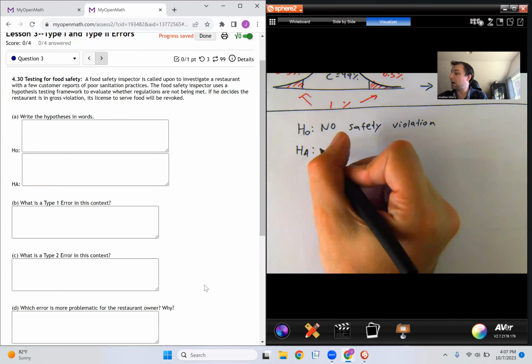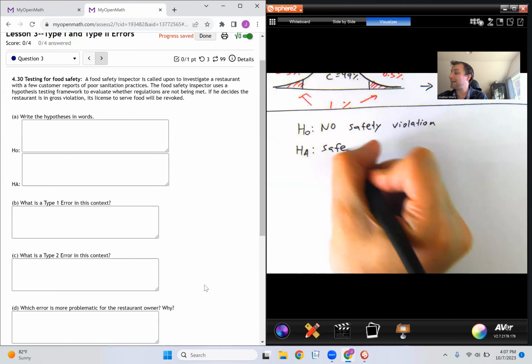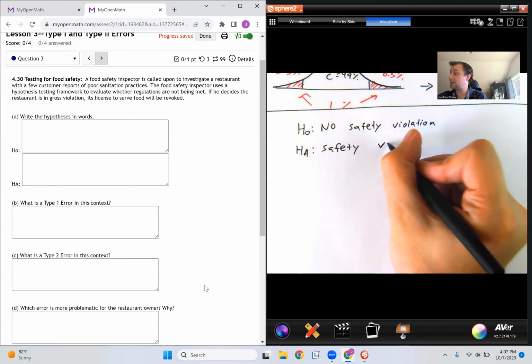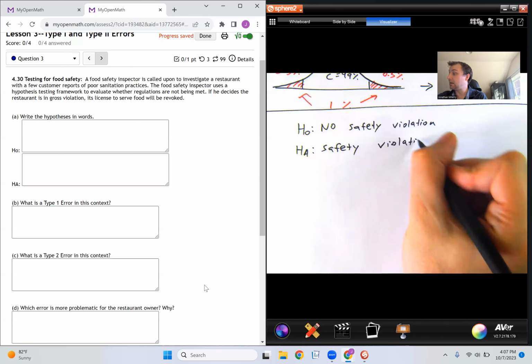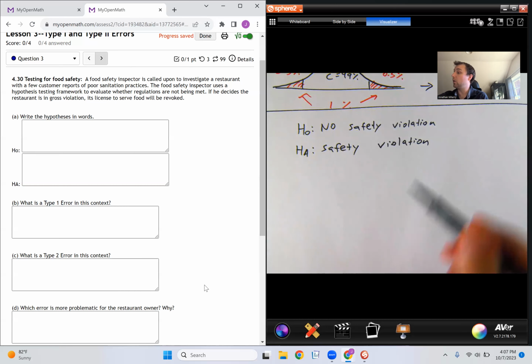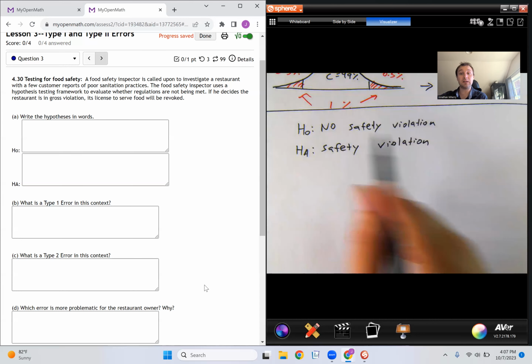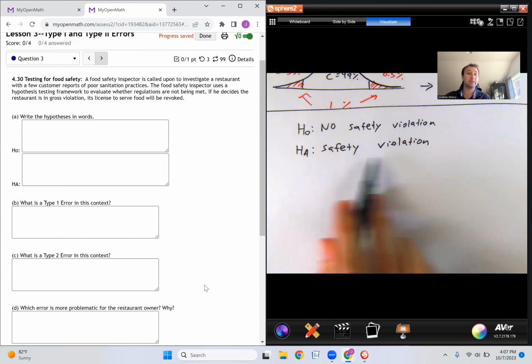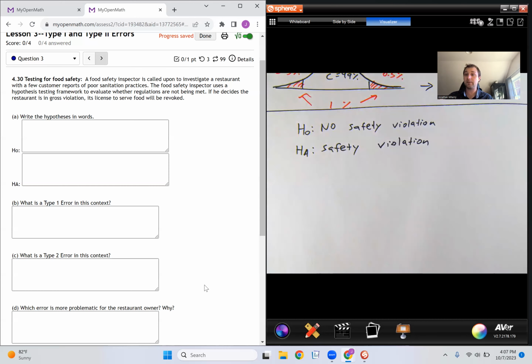In the alternative hypothesis, there would need to be evidence for me to say that it is unsafe. So that's how the inspection process works. It assumes that things are okay unless they find something, and then they revoke the license. So status quo, no safety violation. Alternative, a safety violation. There are other ways to phrase this. You might phrase it differently, and that's okay.